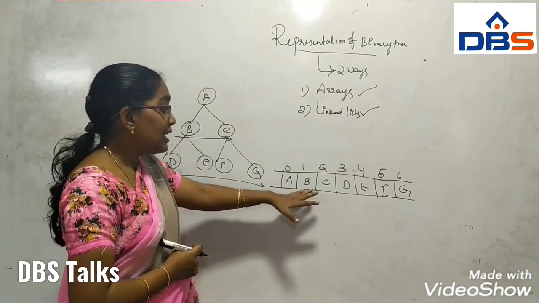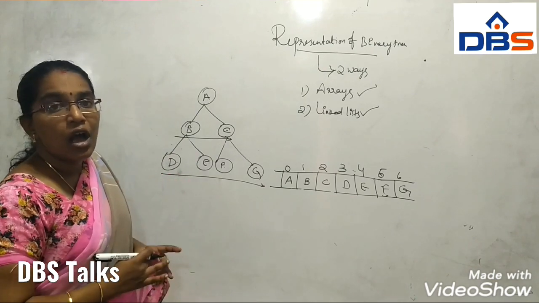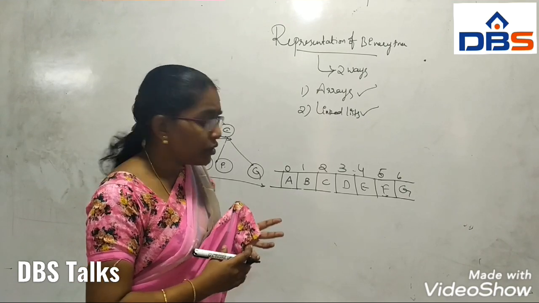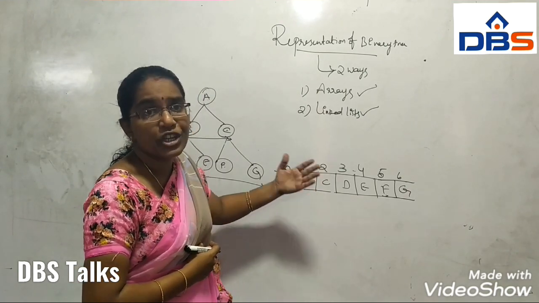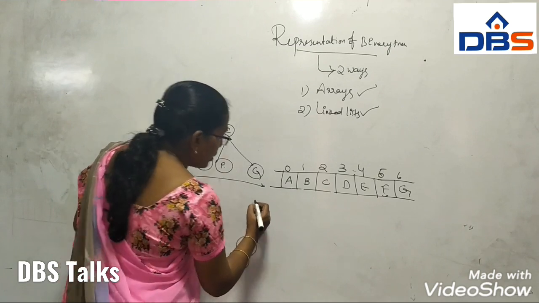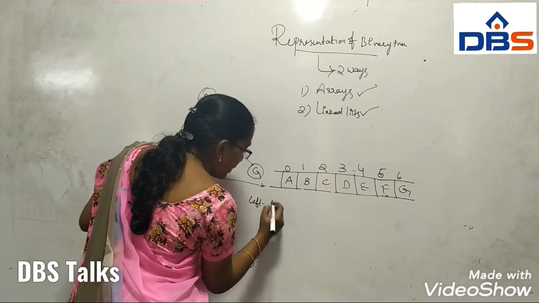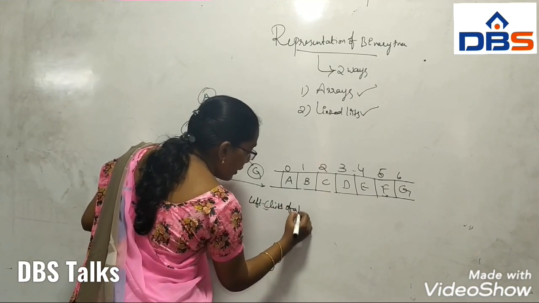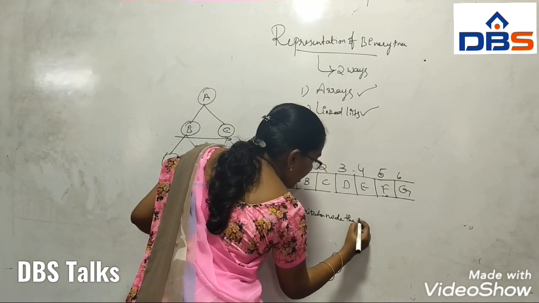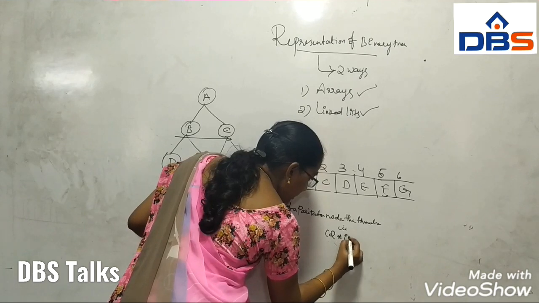Then how can we know that this particular node is a parent node to this node and this particular node is a child node to this node? How can we know? There must be some formula to find the parent node or child node, or a left child or a right child of that particular node. To find out the left child of a particular node, the formula is 2 star I plus 1.